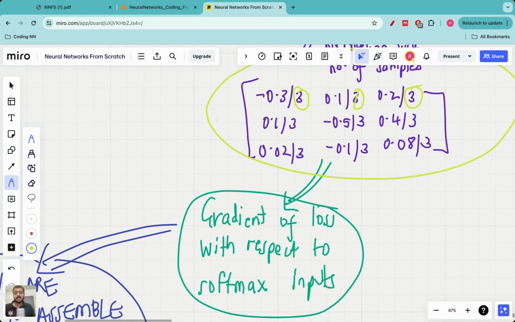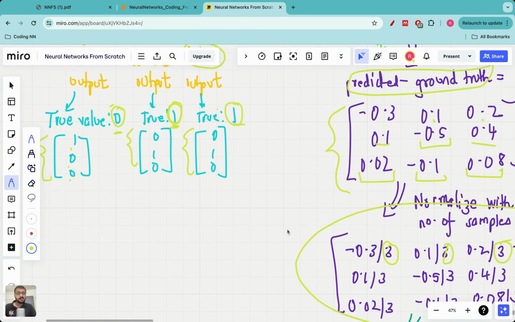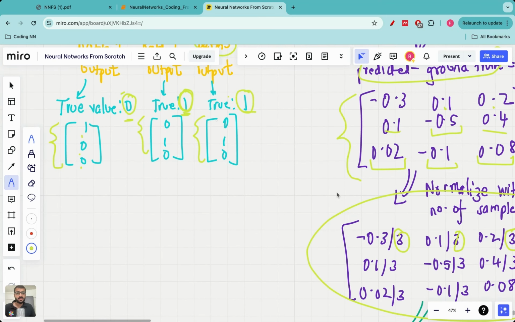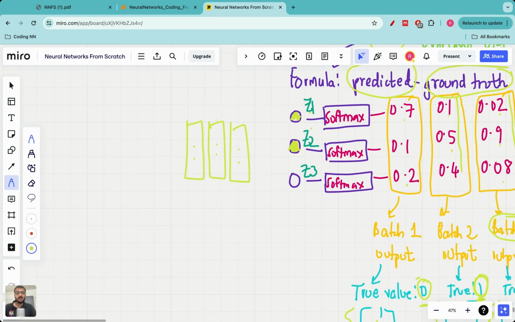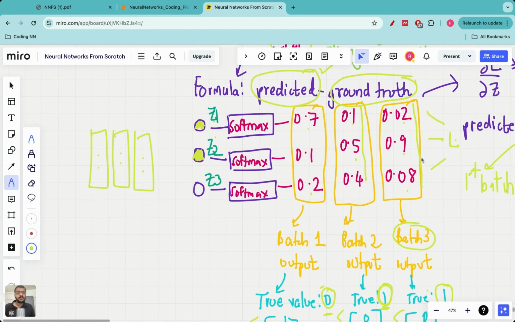So this is the gradient of the loss with respect to the softmax inputs. So this matrix which we calculated over here, which I am now noting with this star here, that is actually the partial derivative of the loss with respect to the inputs z1, z2, and z3. It's as easy as this to find this partial derivative.